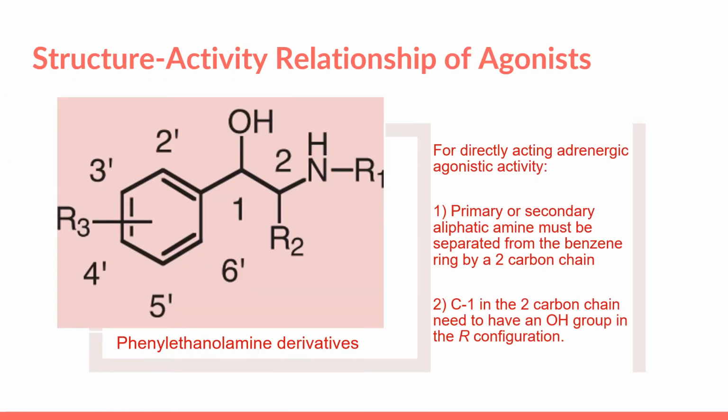To ensure directly acting agonistic activity, the following criteria should be met. First, the primary or secondary aliphatic amine must be separated from the benzene ring by a chain of 2 carbons. In addition, the C1 of the 2-carbon chain has to bear a hydroxyl group in the R configuration. Because of the basic amino groups, agents derived from this structure are all ionized or positively charged at physiological pH.